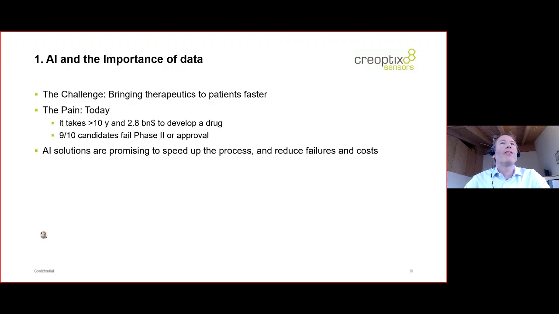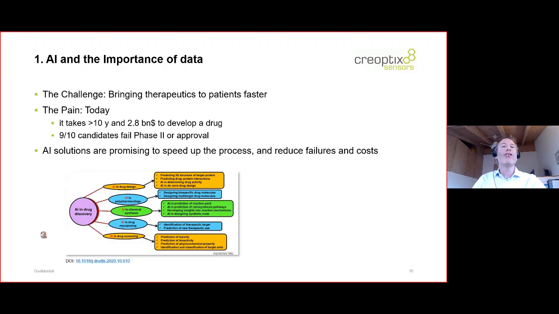So we all know the challenge. We want to bring therapeutics to patients faster. But today, it takes more than 10 years and almost $3 billion on average to develop a drug. And still, 9 out of 10 candidates fail phase 2 or the approval. Now the artificial intelligence solutions are promising to speed up the process, to reduce failures and to reduce costs. And this illustration from a recent review article in Drug Discovery Today summarizes the different play fields of AI in drug discovery.